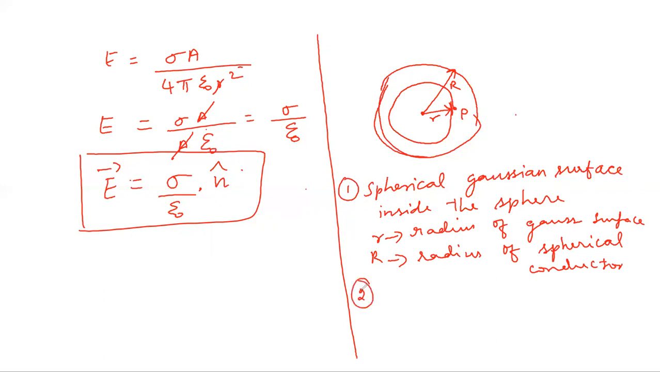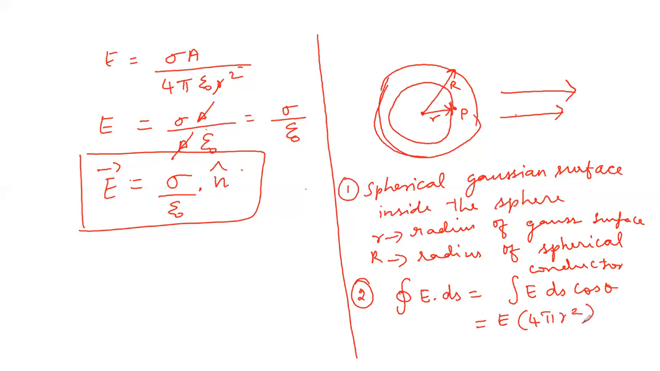Number 2, we will find integral E dot ds. So integral E dot ds will be nothing but integral E ds cos theta. And if you see here, what is the area vector? Area vector will be in this direction, and the electric field will also be directed outwards. So it will be as before, E into 4 pi r square. Now, what is by Gauss theorem? Phi E is equal to Q by epsilon naught.